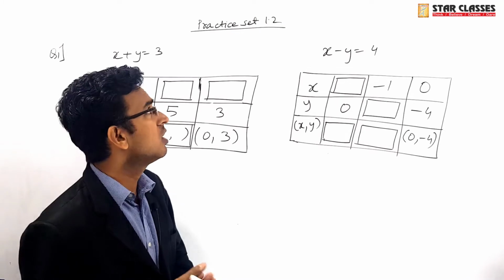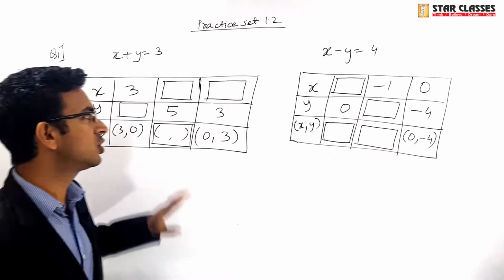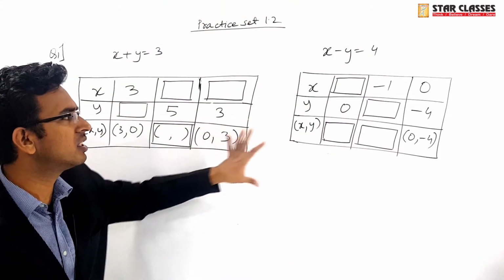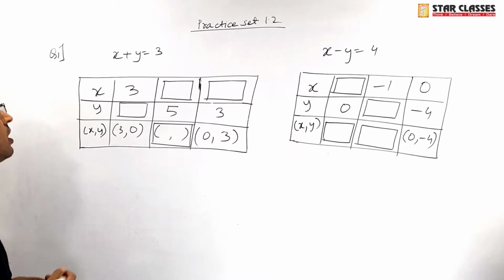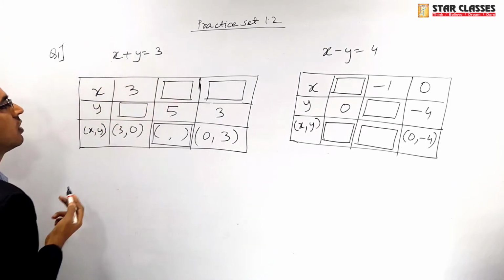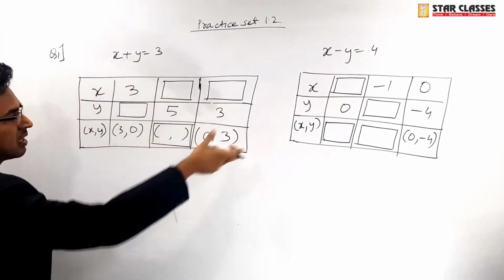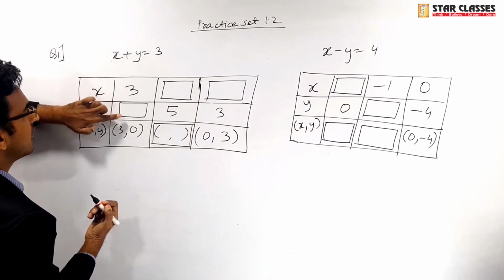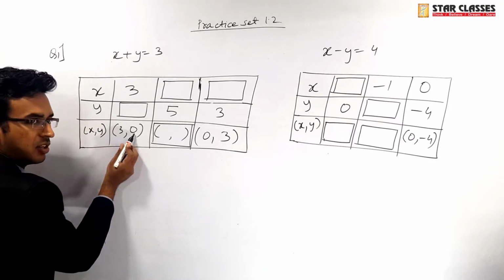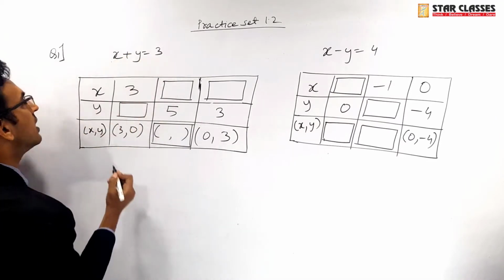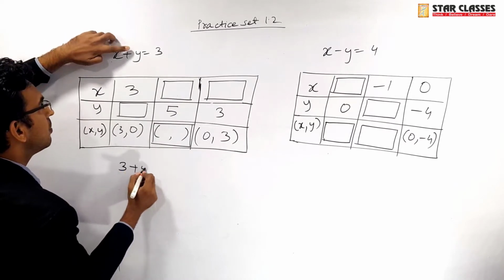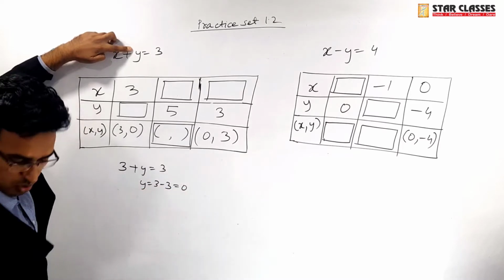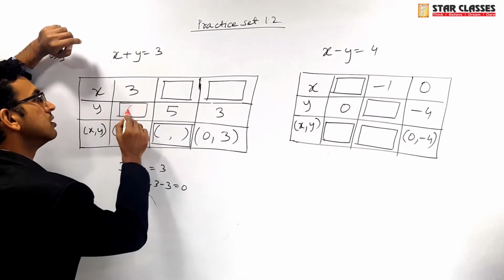Now we will solve exercise 1.2. First question, we have to complete this table to draw a graph. We don't need to draw the graph, we just need to fill in the blanks. Okay. So first is x plus y is equal to 3. We have to fill the blanks in this box. So here x is 3. So what is the value of y? From here we can see that when x is 3, y will have to be 0, but let us try and solve it. If x is 3, 3 plus y is equal to 3. So y is equal to 3 minus 3, that is 0. So the value of y will be 0.